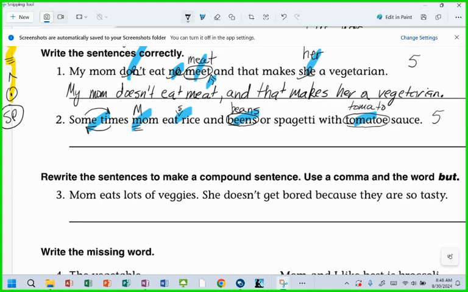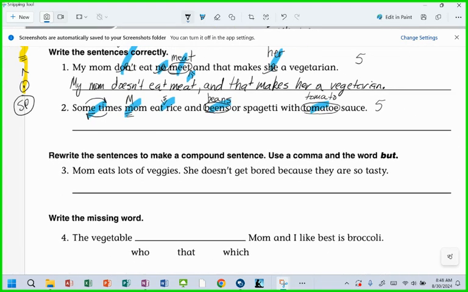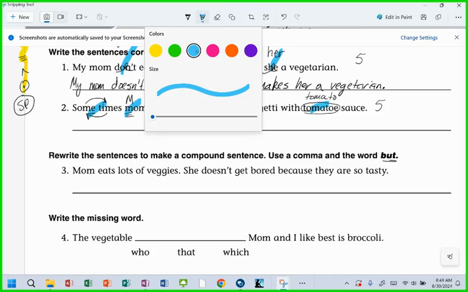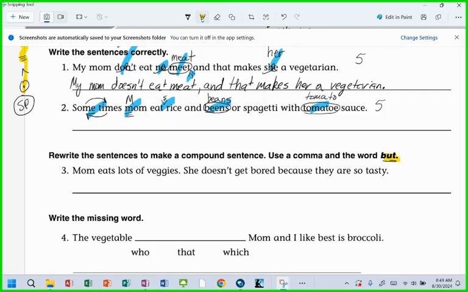All right, let's take a look. Rewrite the sentence to make a compound sentence. Use a comma and the word but. And it's not just a word. What is but? It's called a what? A conjunction, yes. So we're going to use a comma and the conjunction.